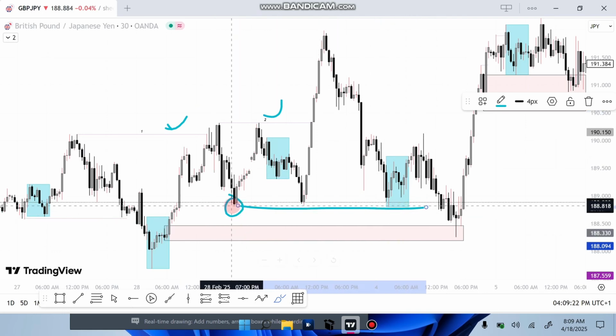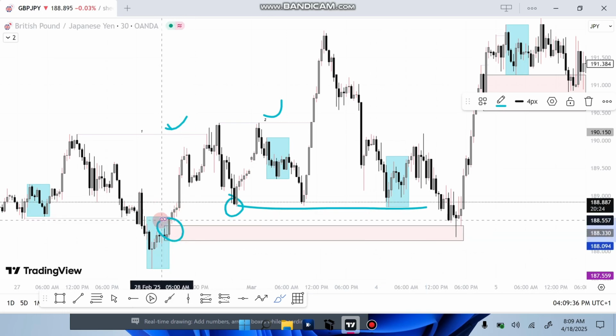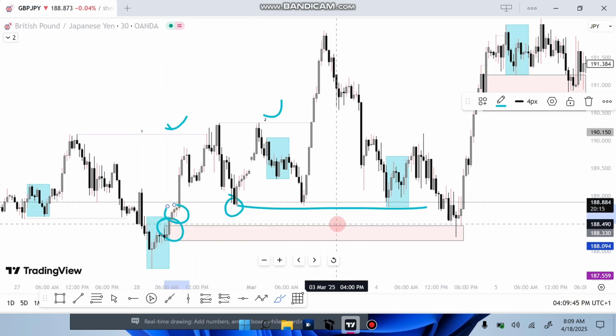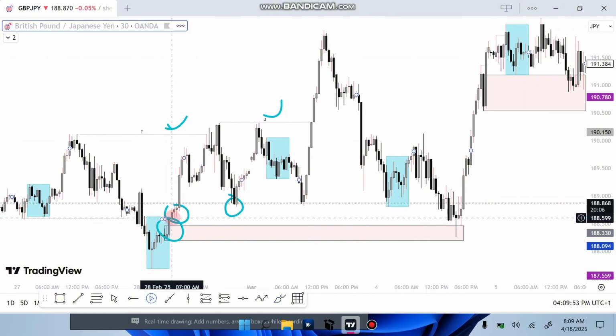And looking at here, which zone do you see that is fresh and unmitigated? This is the only zone here, this demand area, okay? This is the zone that is fresh and it is unmitigated. Price has not tested it before. After that, price mitigated some other zones here, but price left this unmitigated. There is no candle wick inside, nothing, okay? So price left that one. So let me quickly delete this.